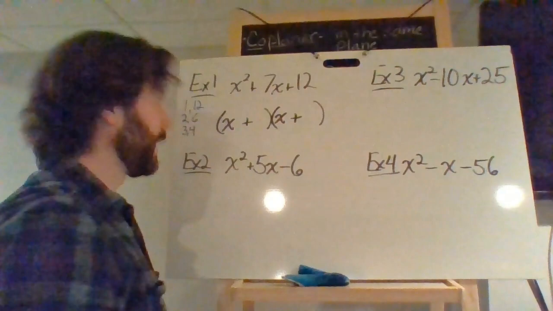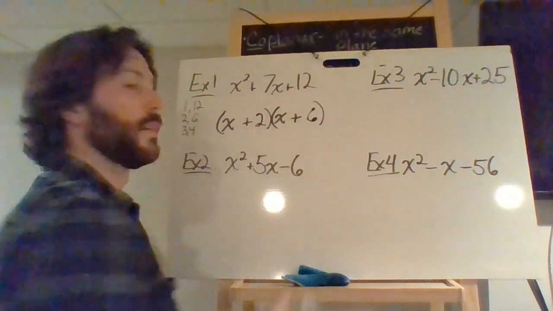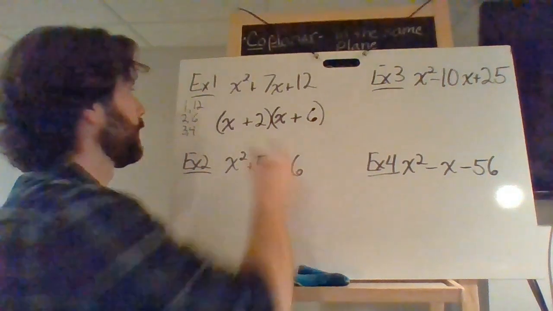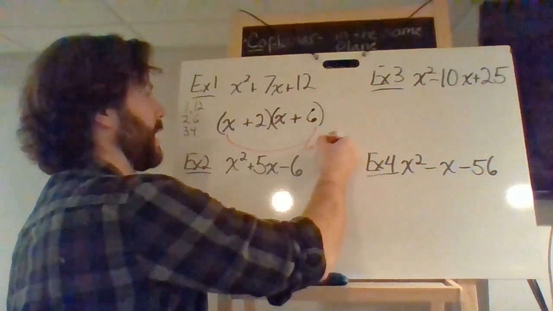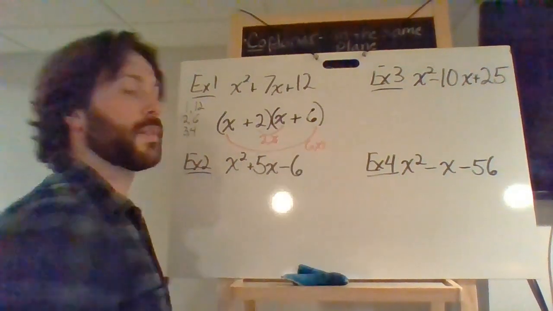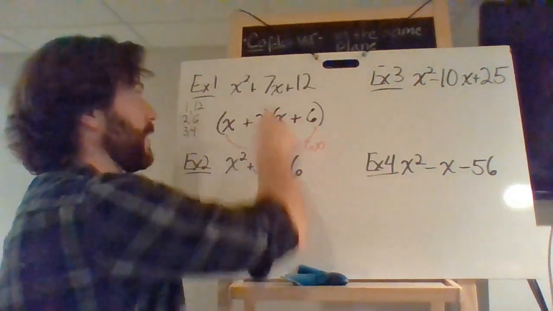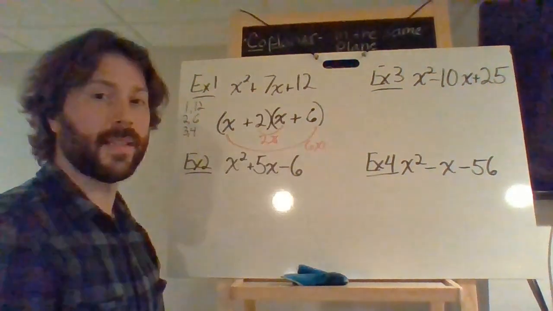Okay, next up, let's try 2 and 6. Now, on the outside, we would get 6x, and on the inside, we would get 2x. Now again, we have to add these together. 2x plus 6x does not give me 7x.